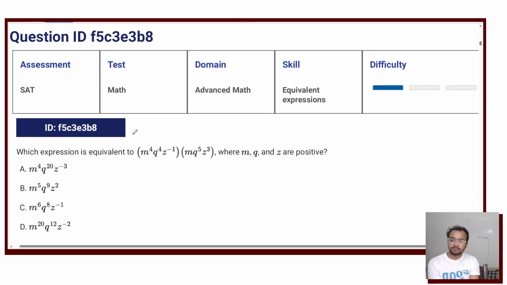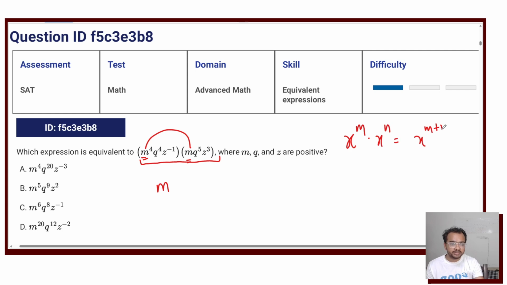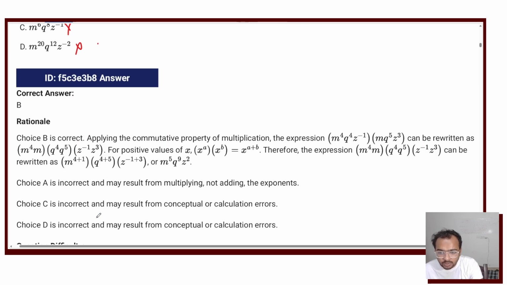Now we have this problem, which expression is equivalent to this. So we just need to use the law of exponents to figure this out. Let's collect the same base. You have m to the power 4 and m. So we know that if you have something like x to the power m multiplied with x to the power n, the exponents will be added provided that the base is the same. So if you do the same thing here, the exponent is 1, 4 plus 1 will be 5. So you don't even have to do it further. You can see here, the only option having 5 is B. All others can simply be eliminated. So that was another simple problem.